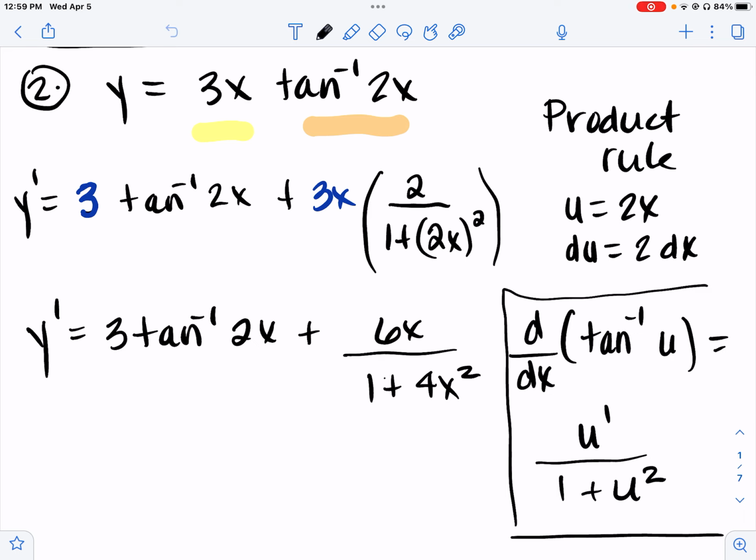Number 2 is a product rule because we have two separate things. So we're going to take the derivative of 3x, which is 3, rewrite the inverse tangent, plus rewrite the 3x. Now we're going to take the derivative of tangent inverse. So we put u prime on top where u is the 2x. So the derivative of 2x is 2. We put 1 plus u squared on bottom. So 2x times 2x is 4x squared. Then on top we multiply 3x times 2, which is 6x.